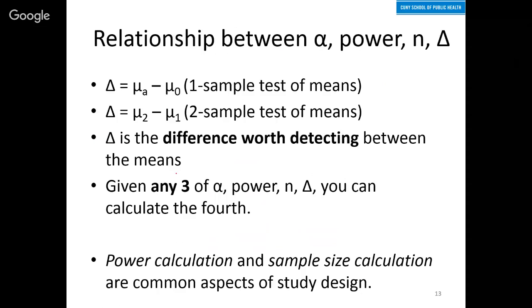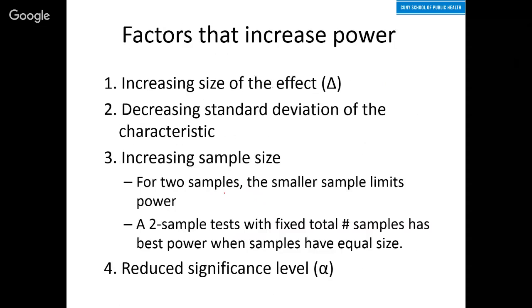And again, given any three of these things, type 1 error rate, power, sample size, and delta, you can calculate the fourth one. This is just here to help you. I went over these on a previous slide before, but these are those same four things that can all increase the power.